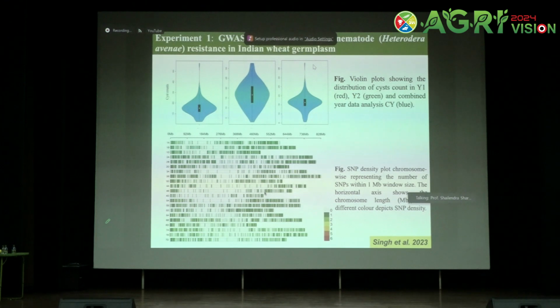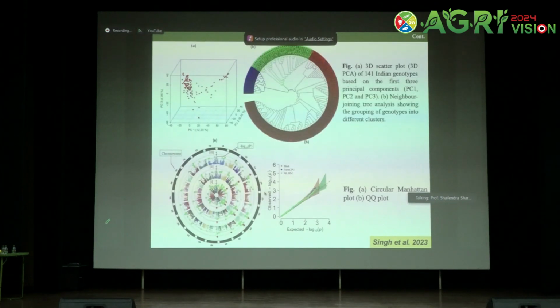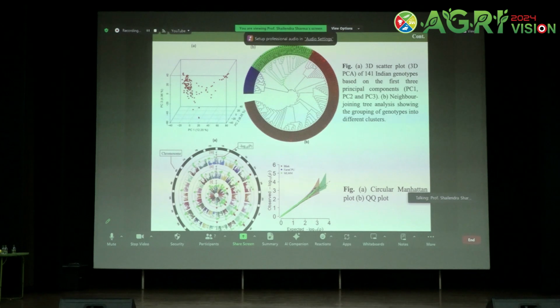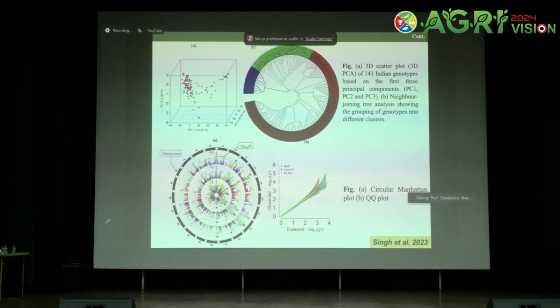As I told you, it's a genetic study, so it's showing SNPs. We used SNP molecular markers for this study. Basically it's a circular Manhattan plot. It's showing the highly significant MTAs. MTAs are basically potential genic regions which can tell about the potential candidate genes involved in the resistance against these nematodes.